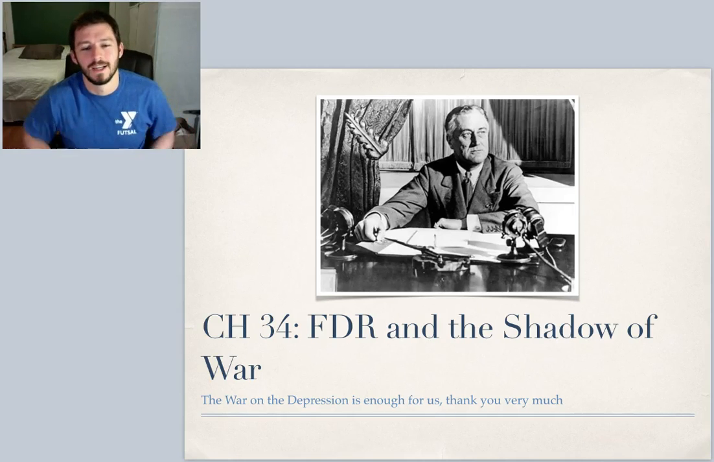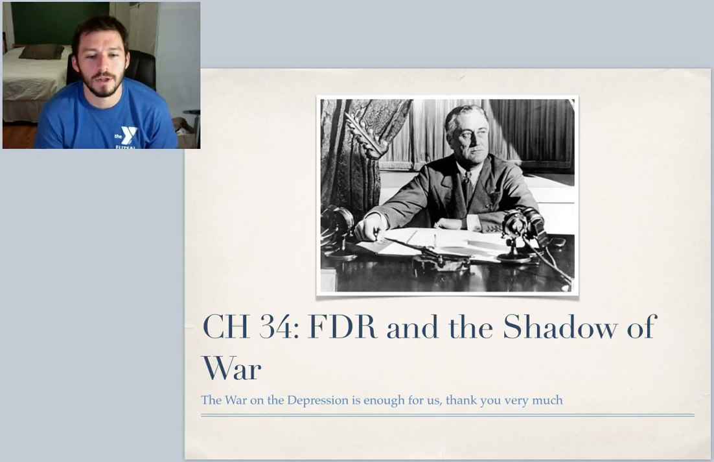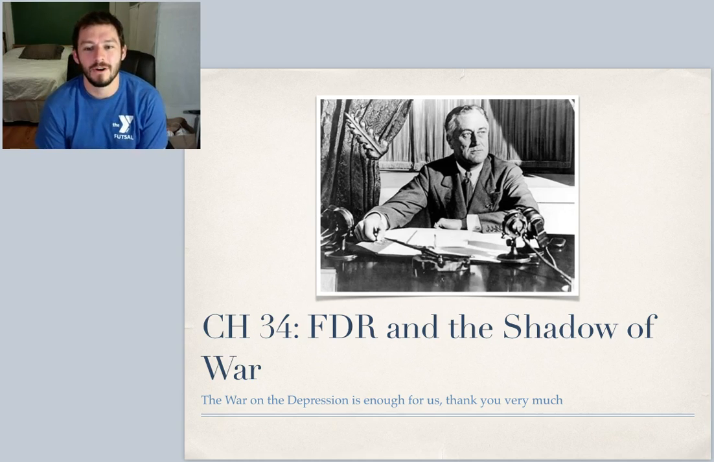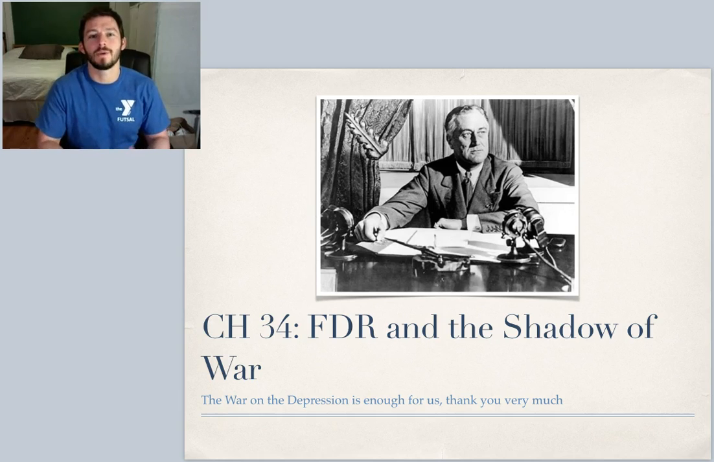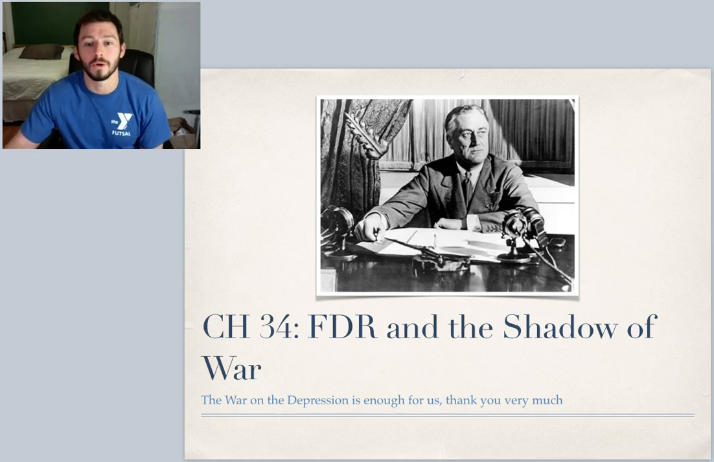Hey guys, we are going to do a quick run through on Chapter 34, FDR and the Shadow of War. So this is going to be the process of how the U.S. goes from being very isolationist to entering into World War II. So let's go ahead and get started.